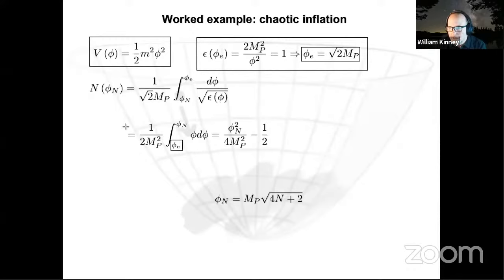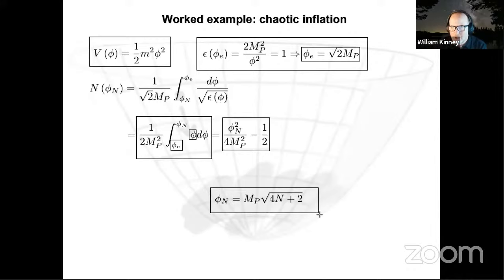So that tells me that the number of e-folds as a function of the field value phi is just this integral of 1 over the square root of epsilon, which in the slow roll approximation is just phi, right? Epsilon is 1 over phi squared, so 1 over the square root of epsilon goes like phi. And this is a simple integral to do. I get that this is just phi squared over m Planck squared. And then I can solve this for the field value as a function of the number of e-folds, which is just m Planck times the square root of 4N plus 2.